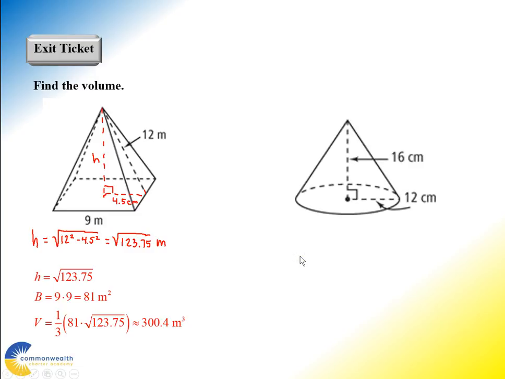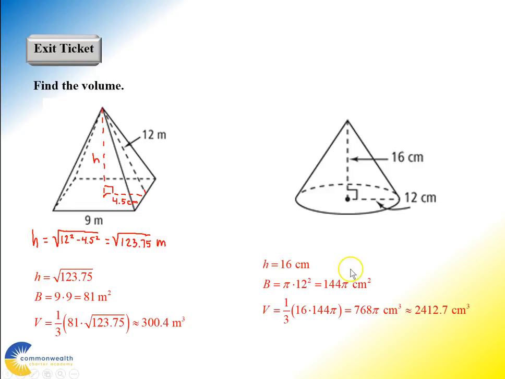The second figure was a cone, and a cone is basically a circular-based pyramid. I have the exact same general formula for its volume. It's still going to be 1/3 times the area of the base times the height. I have the height directly, which is nice. I have the radius of the circle, which lets me figure out what the area of the base is, which is 144 pi square centimeters.